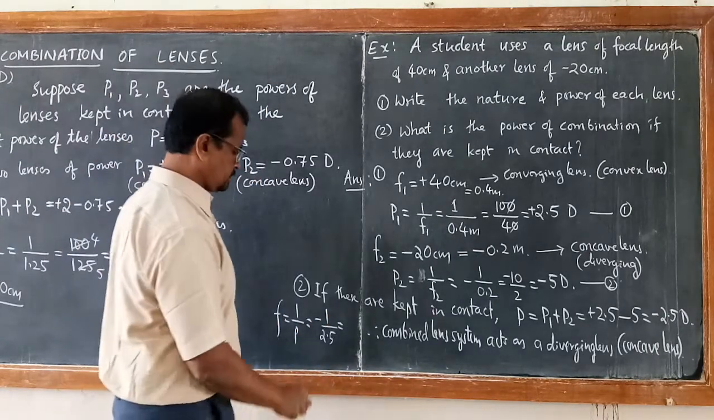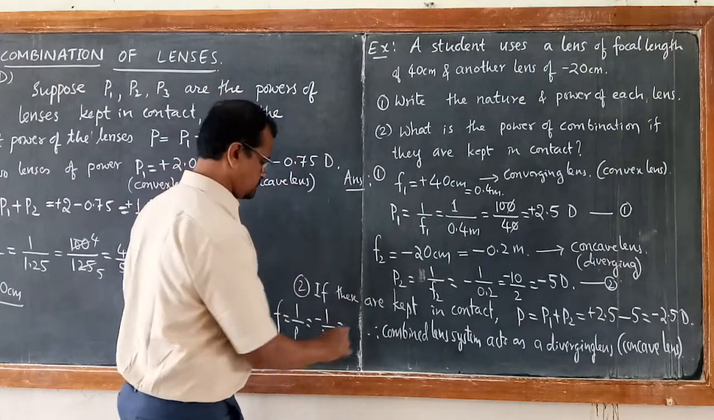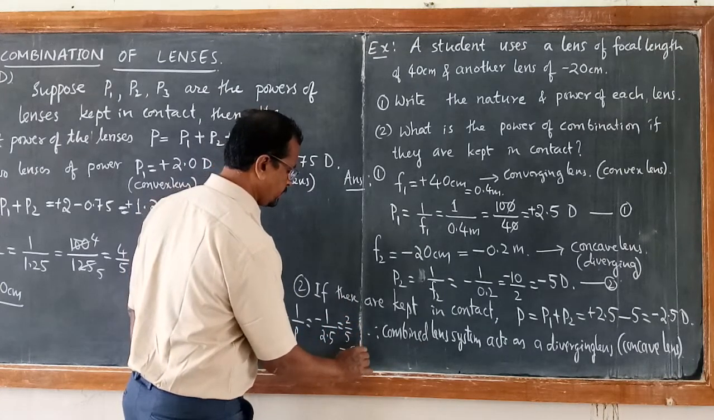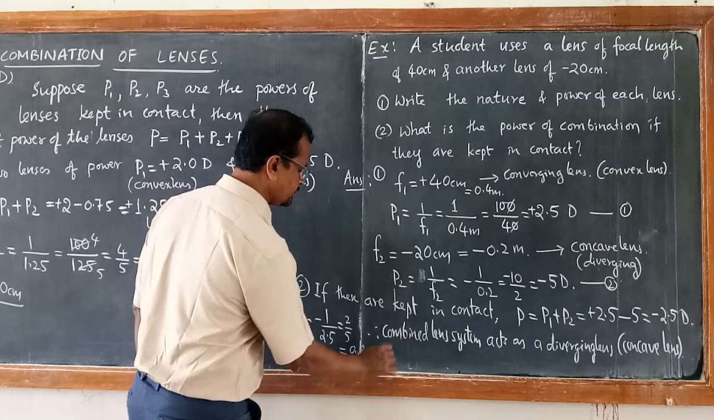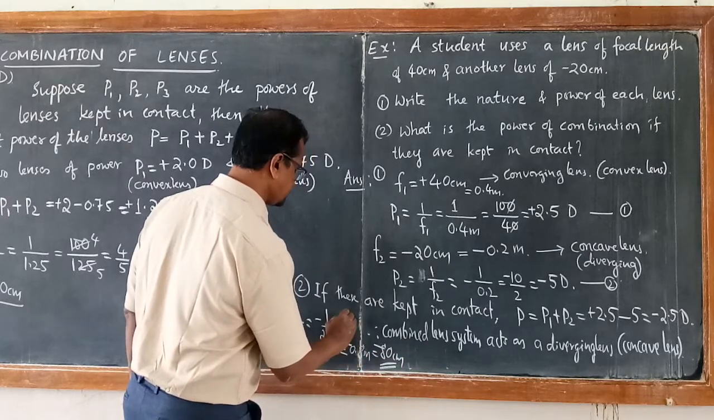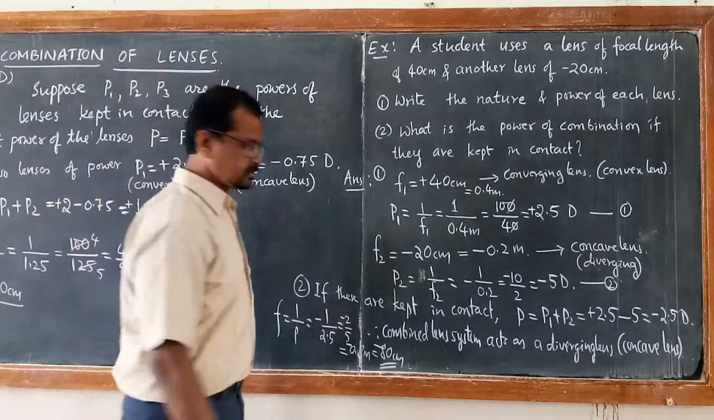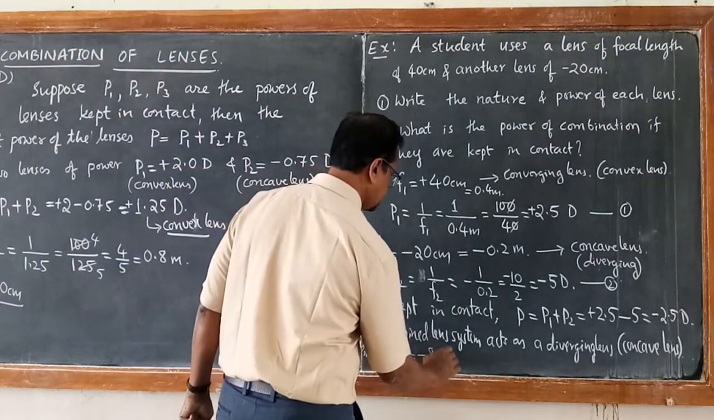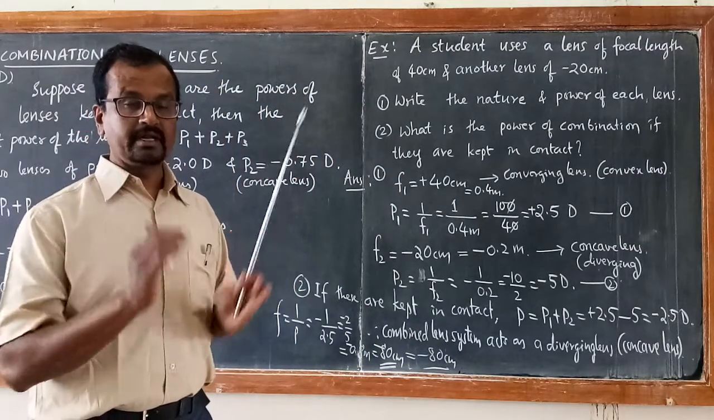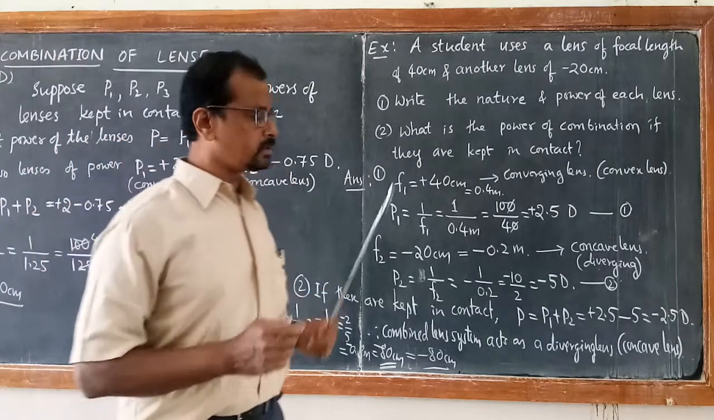10 by 25. So 10 by 25 means 5 2s are 10, 5 5s are 25. So it becomes 2 by 5. So it becomes minus 0.8 meter, that is minus 80 centimeter. Minus 2 by 5, that is minus 0.8, is equal to minus 80 centimeter. It means it acts as a concave lens of focal length minus 80 centimeter. So this is how we need to solve the problems.